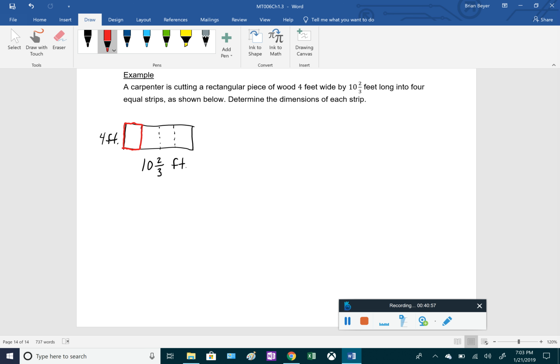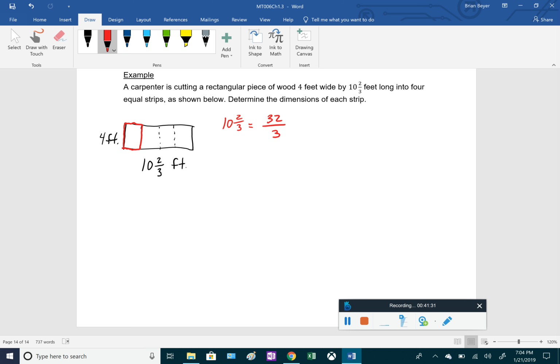So obviously the width of that is going to be 4. The length is not going to be 10 2/3. It's going to be 1/4 of the 10 2/3. So that means it's going to be 10 2/3 divided by 4. So before I even do anything, I'm going to convert 10 2/3 to an improper fraction. So that's going to be 3 times 10 is 30, plus 2 is 32, so 32 over 3.